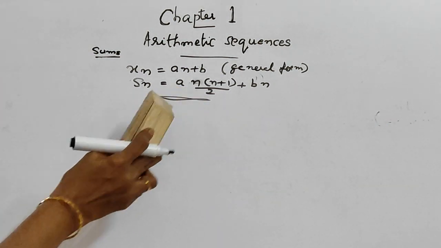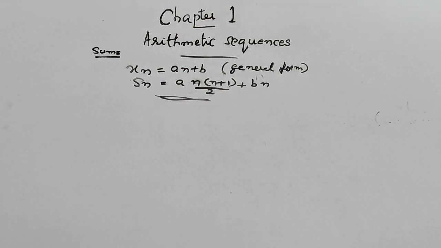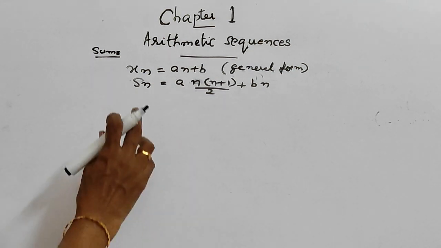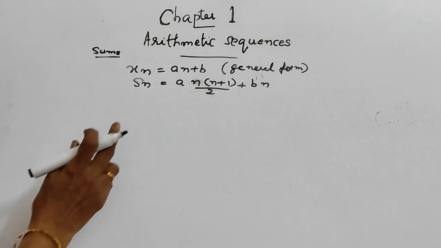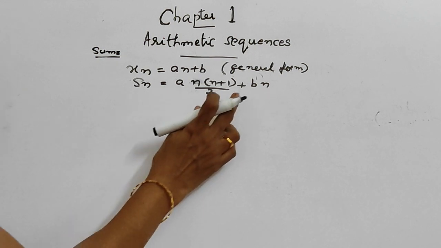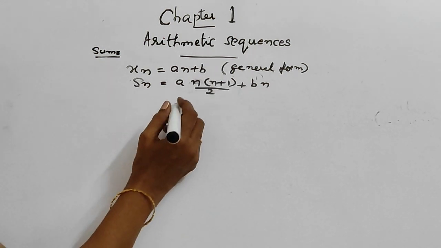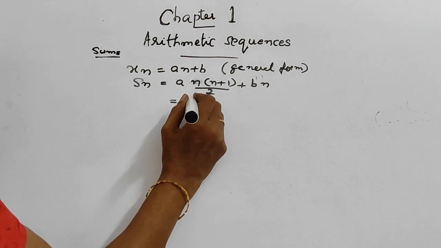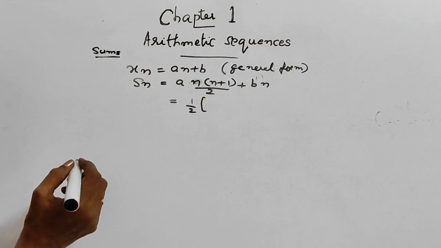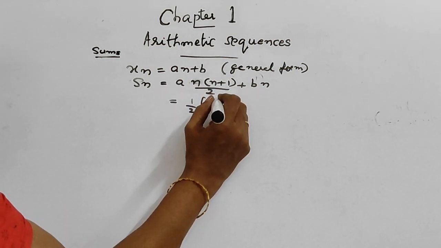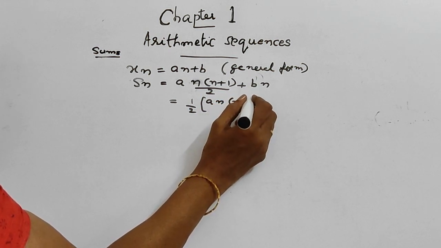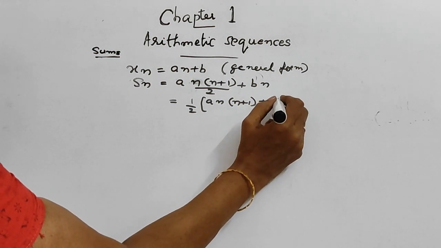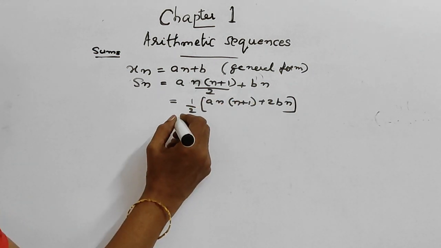Or you can simplify this further. The general form, xn is equal to an plus b. Sn is equal to a into n plus 1 by 2 plus bn. Now, if you simplify further, you will get half taken out into a n plus 1 plus 2b n.